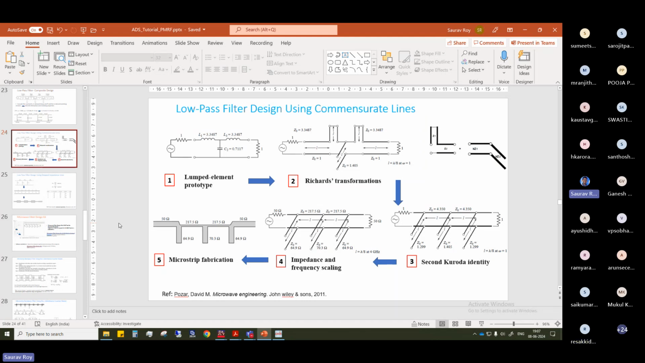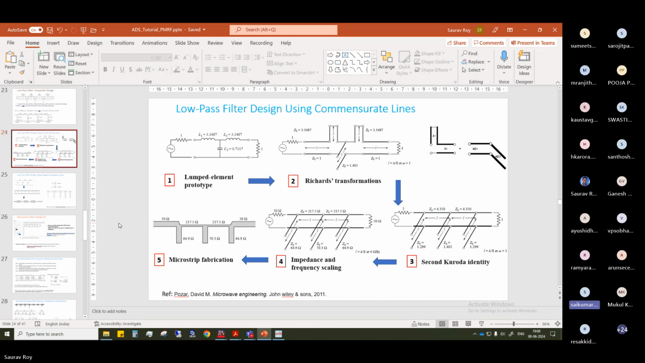Why do we do this? Because if you remember, the analog filter design or circuit filter design was well established maybe 50 years or 100 years back. So that's why we start from there and then use these transformations. There is actually no way to do it directly in the microwave.